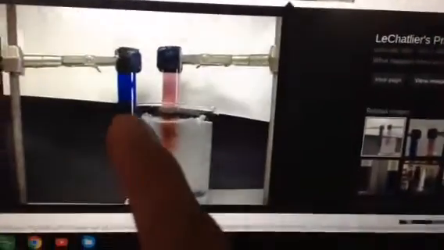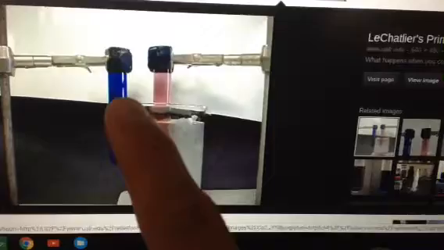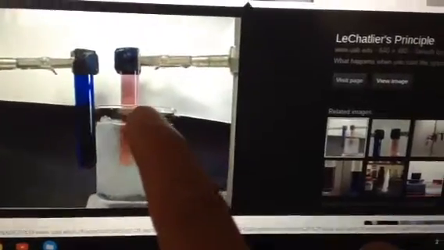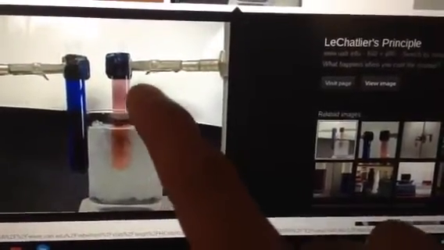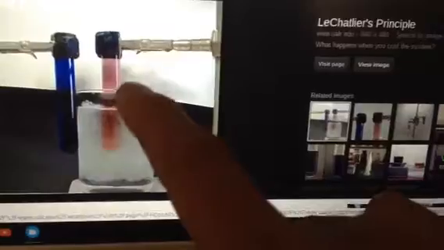We took one test tube and put it in a hot water bath. That's what color it turned. It turned blue. And then I also put another one in an ice water bath. Look what happened to it. It turned pink. Okay, so that was the reaction. We're going to see what happened when we gave it heat.